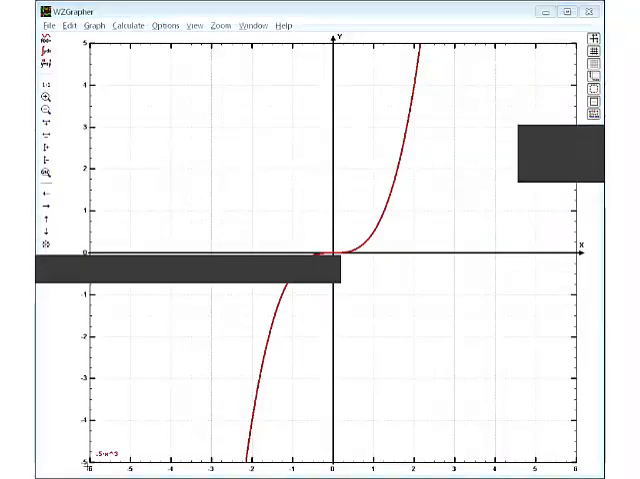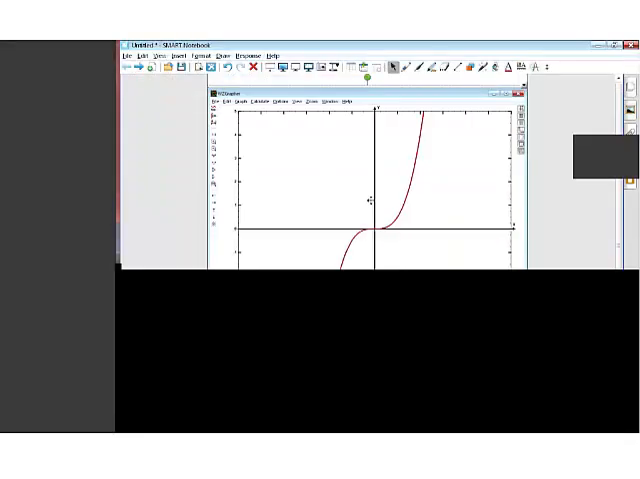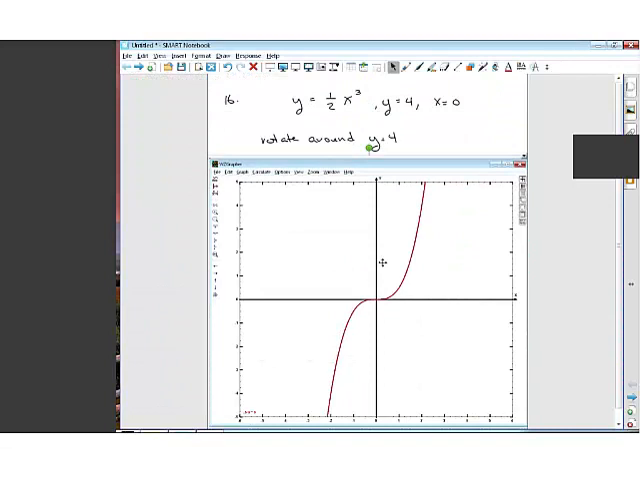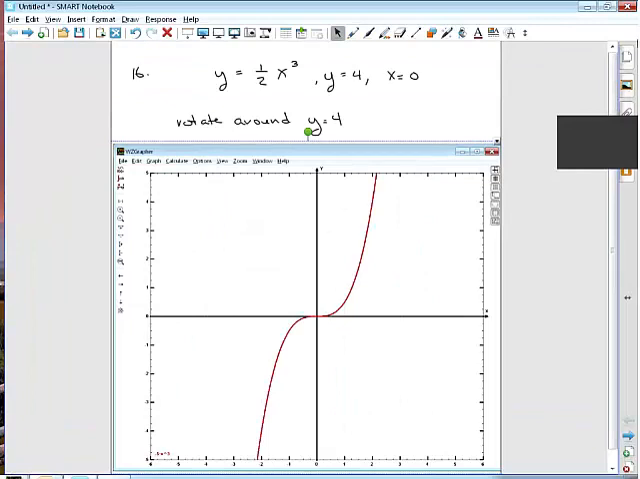Okay, so I want to take a picture of this graph, and I'm going to go back to the Smartboard file. So here we are. So there's the graph, and that's just of y equals 1/2 x cubed. So let's draw these other lines. So we have a line y equals 4, so let's draw that horizontal line, and a line x equals 0.